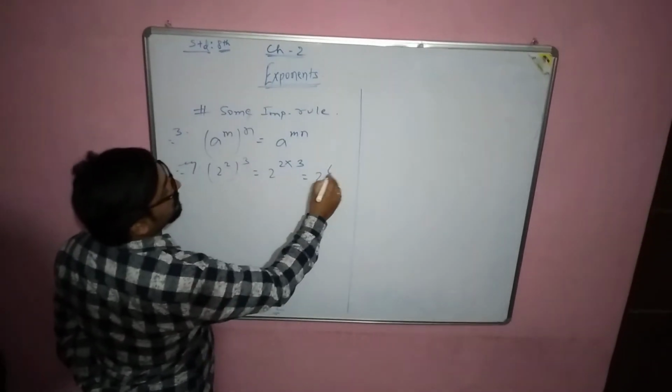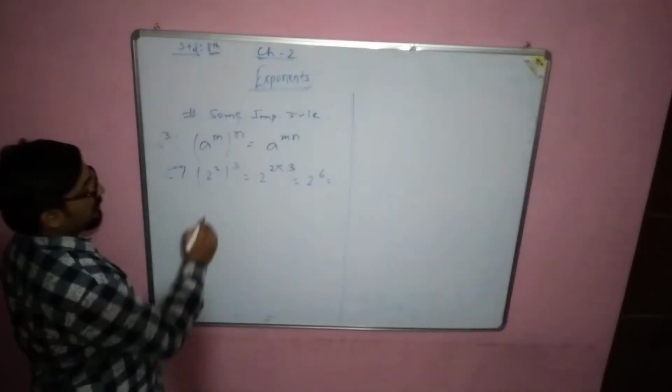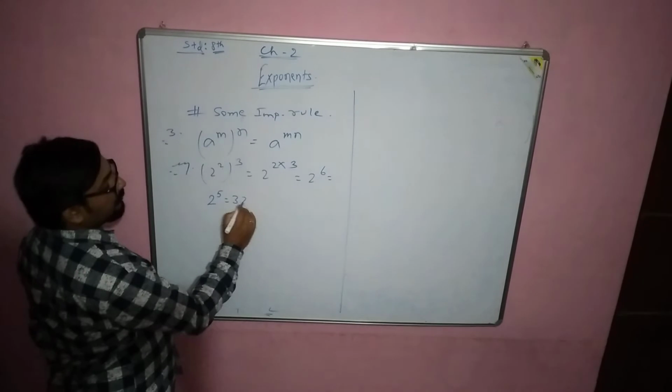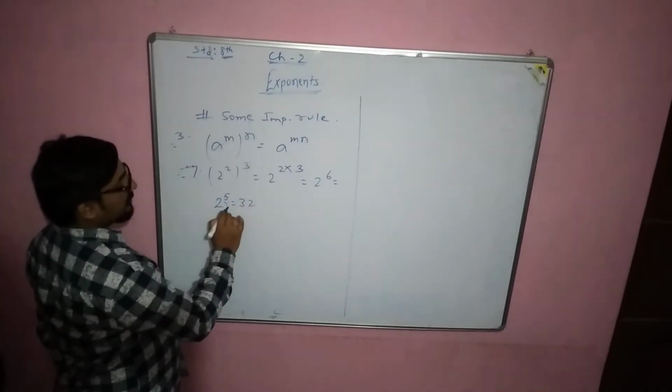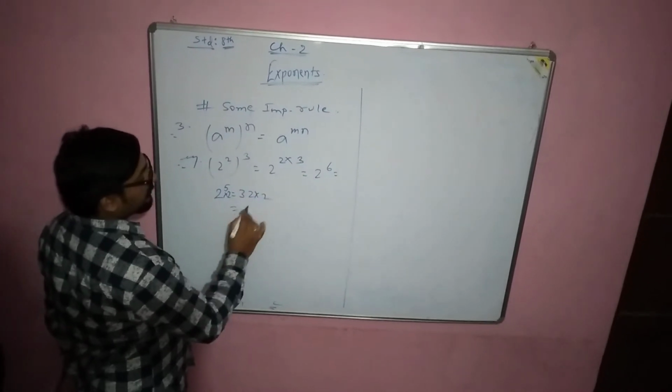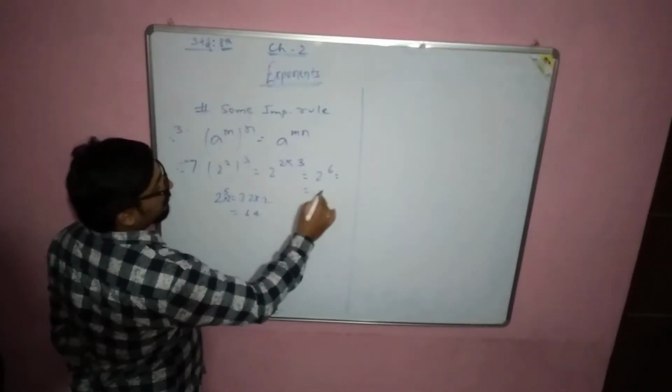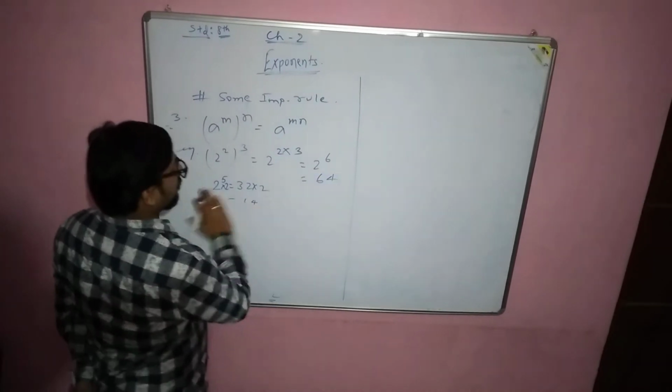Then 2 to the power 6. The value of 2 to the power 5 equals 32, so 2 to the power 6 is 32 multiplied by 2, which is 64. Sorry, the result is 64.